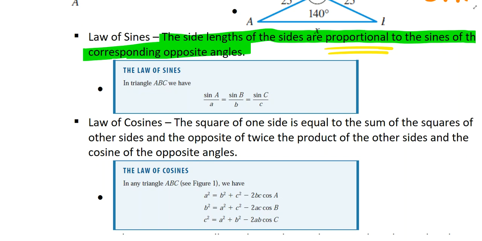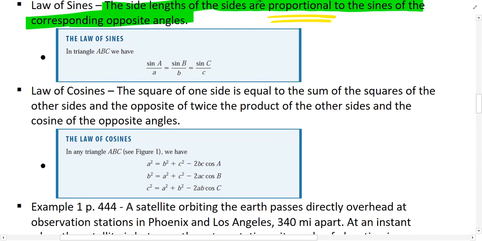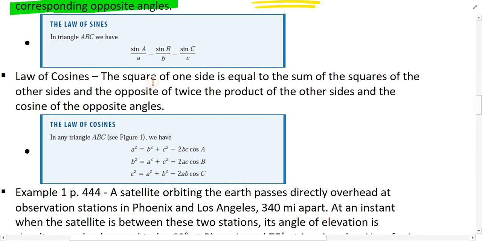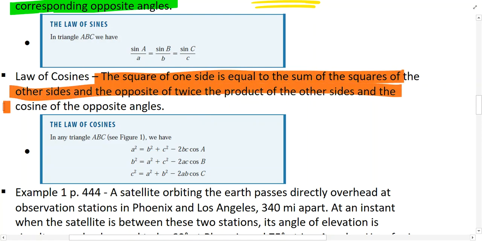The proportions are equal. With the law of cosines, which is a bit more wordy, the square of one side of a triangle is equal to the sum of the squares of the other sides minus twice the product of the other side lengths and the cosine of the opposite angle. So again, that phrase is quite a bit more wordy than the law of sines.